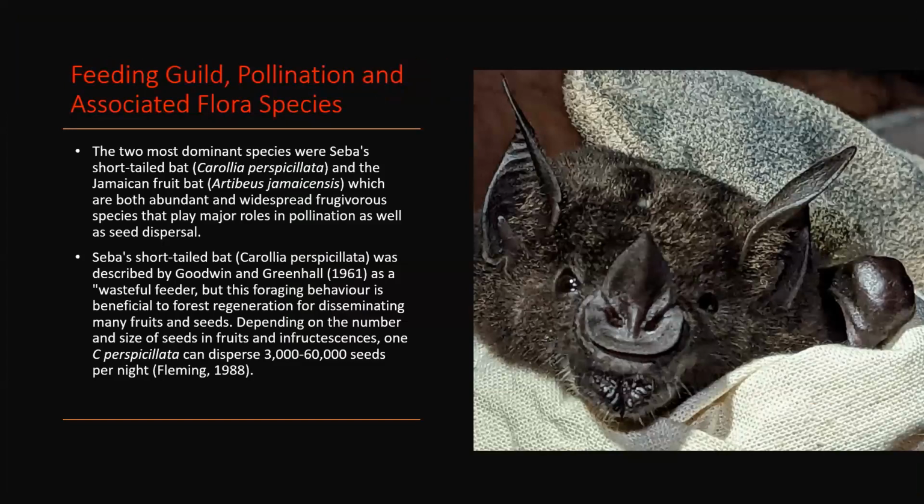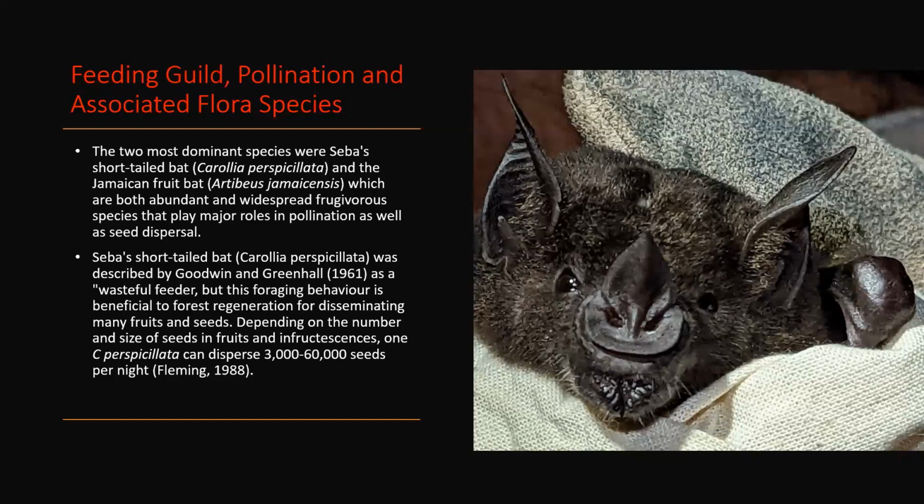The two most dominant species were the Seba's short-tailed bat, Carollia perspicillata, and the Jamaican fruit bat, Artibeus jamaicensis, which are both abundant locally and widespread frugivorous species that play major roles in pollination as well as seed dispersal. Here you can see on the right a photo of the Artibeus jamaicensis.